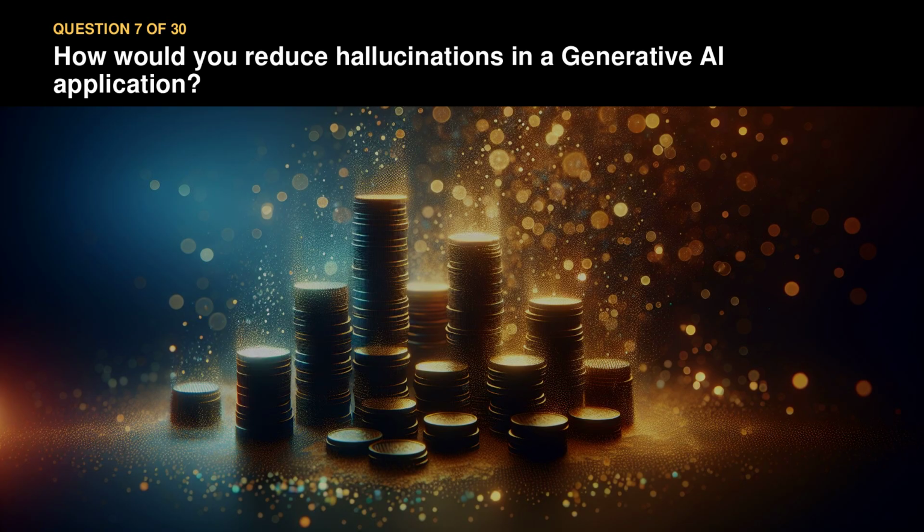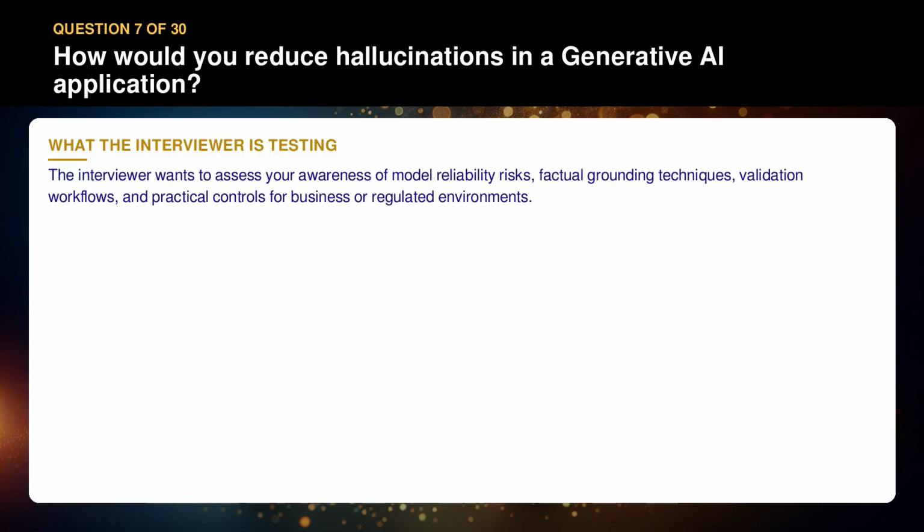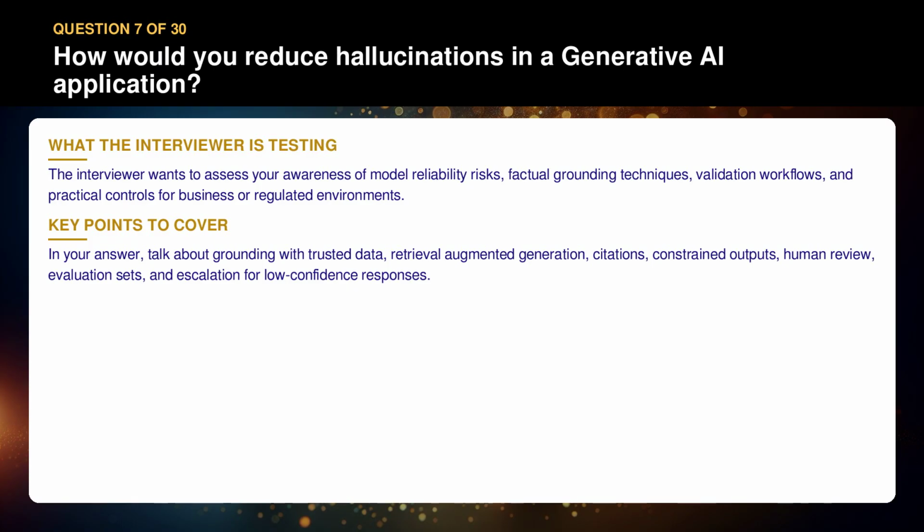Question 7. How would you reduce hallucinations in a generative AI application? The interviewer wants to assess your awareness of model reliability risks, factual grounding techniques, validation workflows, and practical controls for business or regulated environments. In your answer, talk about grounding with trusted data, retrieval augmented generation, citations, constrained outputs, human review, evaluation sets, and escalation for low-confidence responses.